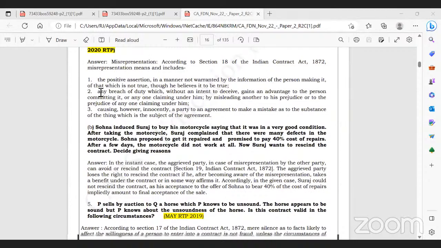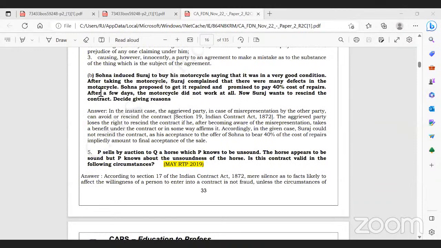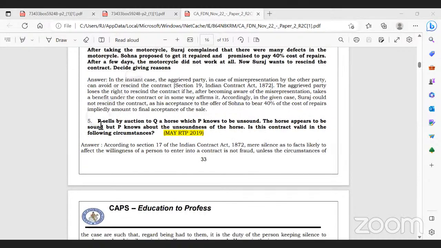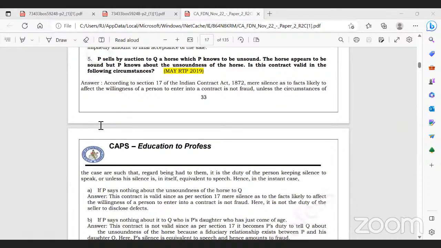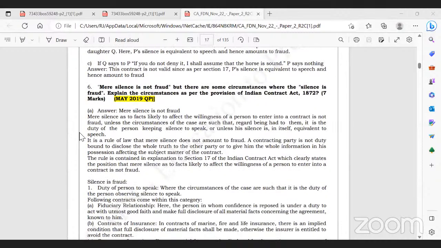P sells by auction to Q a horse which P knows to be unsound. The horse appears to be sound, but P knows of the unsoundness of the horse. Is this contract valid in these circumstances? It is valid. Remember, we had done Ward versus Hobbs. He sold those pigs. Mere silence is not fraud. Next, quickly. The next question: mere silence is not fraud, but there are some circumstances where silence is fraud. You have to read this as a theory question.